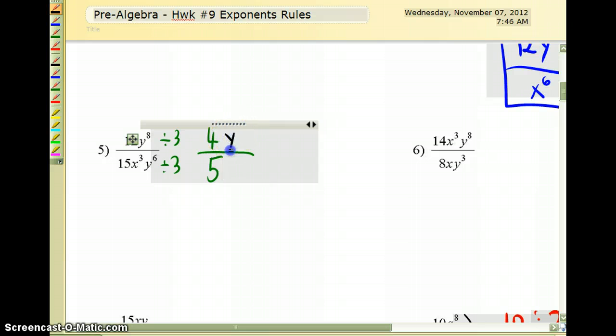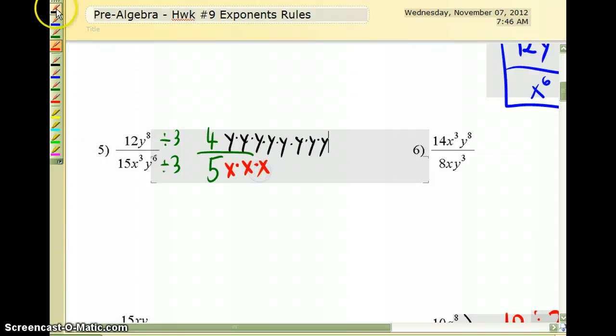I have y's, 8 of them, being multiplied together repeatedly. So I have 8 of them. And in my denominator, I have 3 x's, x times x times x. And I have 6 y's, 1, 2, 3, 4, 5, 6. Okay, extend my fraction bar there.